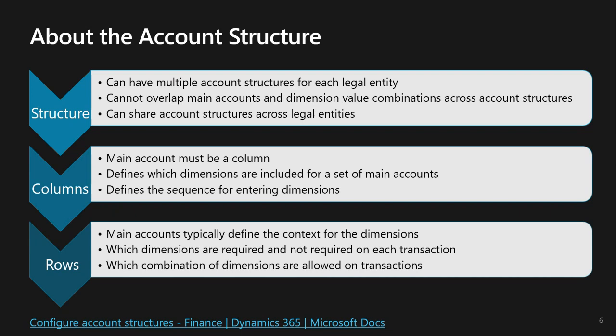Another way to think about this is for a range of main accounts, let's say revenue accounts that start with a 4 must have a business unit. And when business unit 1 is used, only certain cost centers and departments can be used. But when the business unit is 2, a different set of cost centers and departments are allowed.